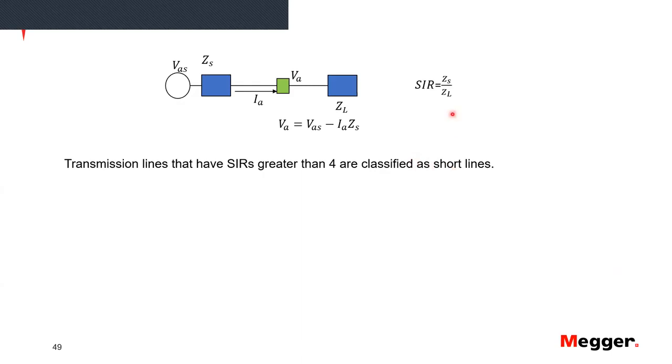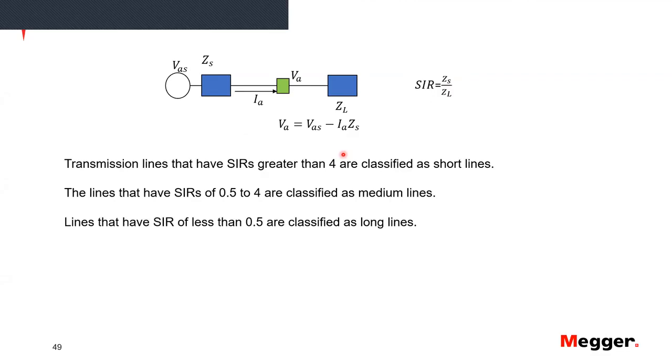Because remember that there is a direct relationship between the impedance of the line and the length of the line. The longer the line, the greater the impedance of the line is going to be, and therefore the smaller the SIR for a given source impedance, right? So we classify them as short when the source impedance ratio is greater than 4. We classify them as medium when the source impedance ratio is between 0.5 and 4. And then we classify them as long when the source impedance ratio is less than 0.5.